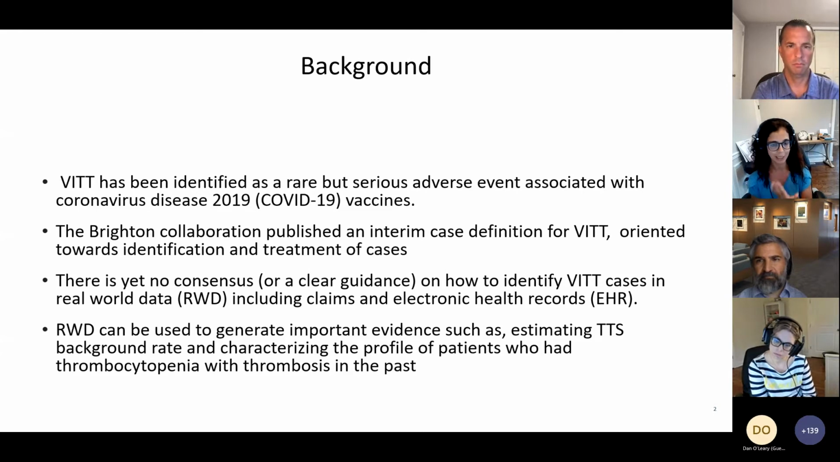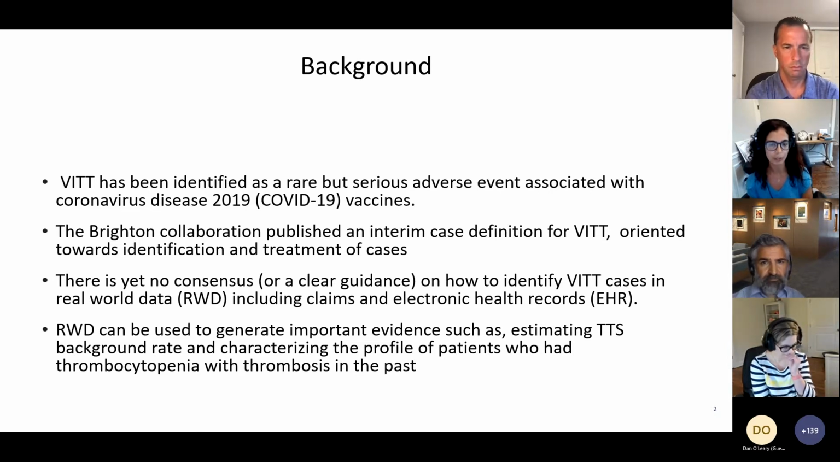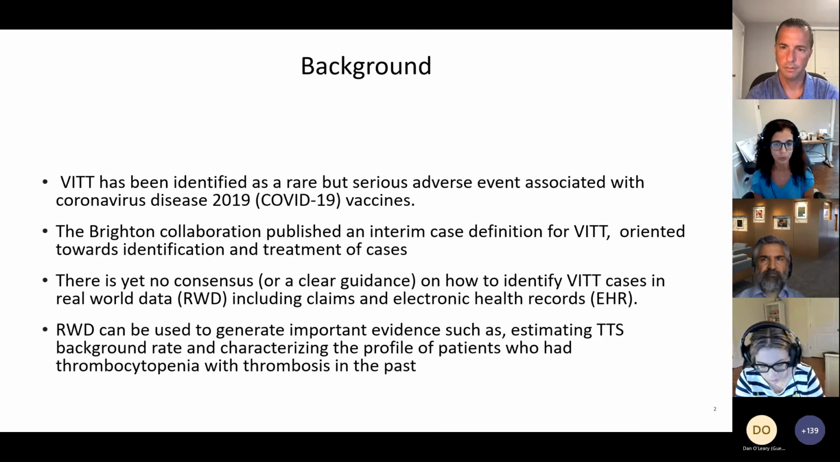But at that point, and even till today, there is yet no consensus or even clear guidance on how to identify VATT cases in observational data or real-world data, including claims and EHRs. So we thought that we need to come up with a phenotype definition for VATT because observational data can be used to generate important evidence, such as estimating VATT or TTS background rates and characterizing the profile of patients who had thrombocytopenia with thrombosis in the past. And that's exactly what we wanted to do in the vaccine safety group.